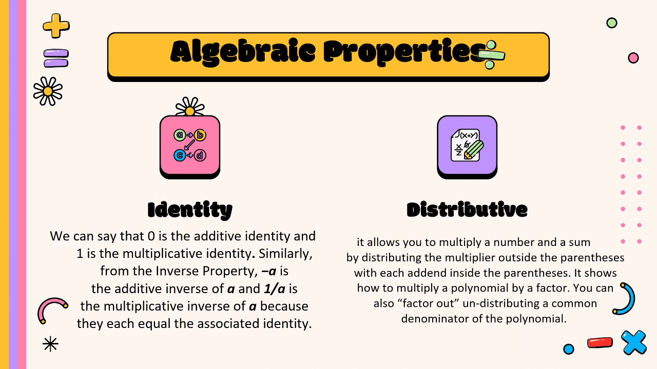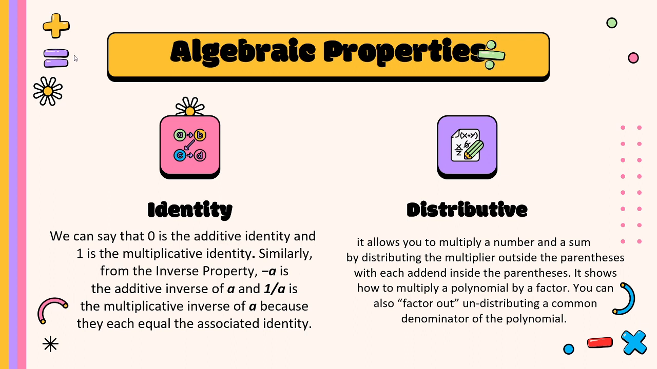So, identity property. We can say that 0 is the additive identity and 1 is the multiplicative identity. Similarly, from the inverse property, negative a is the additive inverse of a, and 1 divided by a is the multiplicative inverse of a, because they each equal the associated identity.